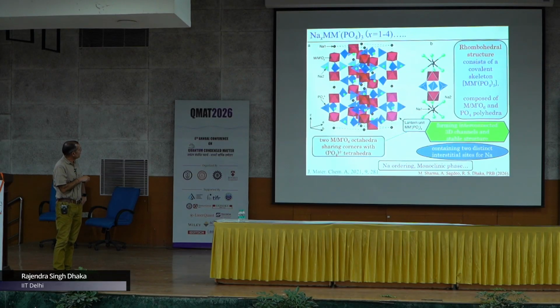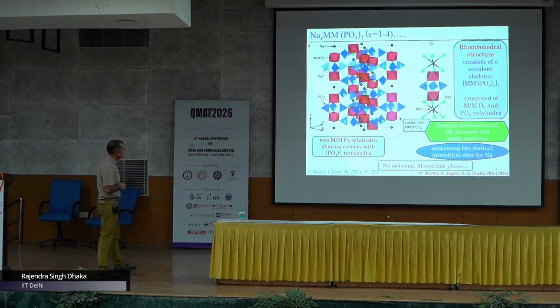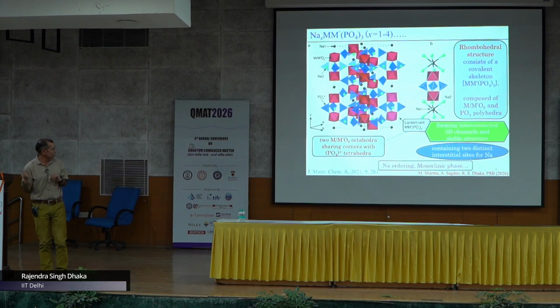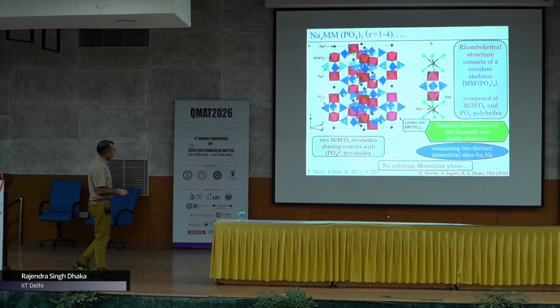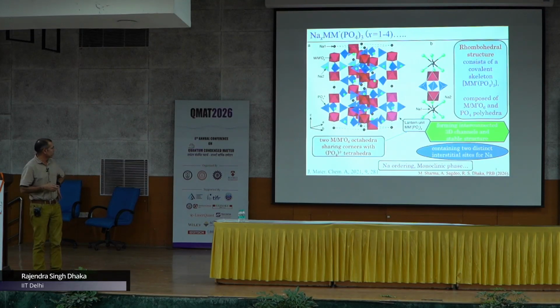The other part is where the sodiums are sitting, and in this particular case the sodiums sit at two different sites. So there are two distinct sites for sodium, and this is a 3D structure having different channels for sodium to transport. What we found is that this symmetry change is mainly due to sodium ordering, which we have recently studied using synchrotron X-ray diffraction.